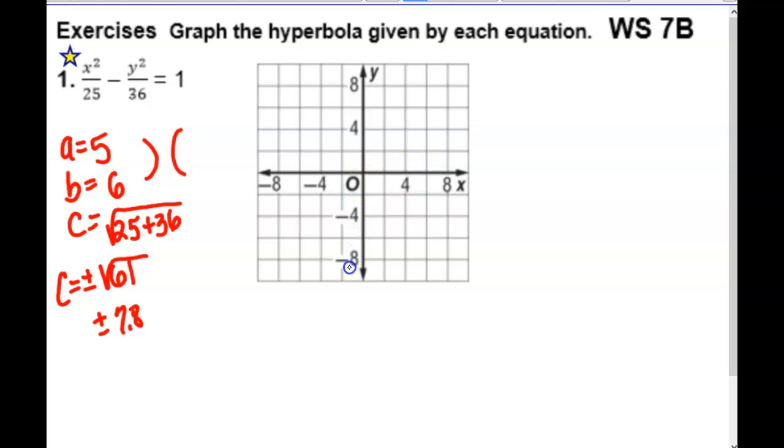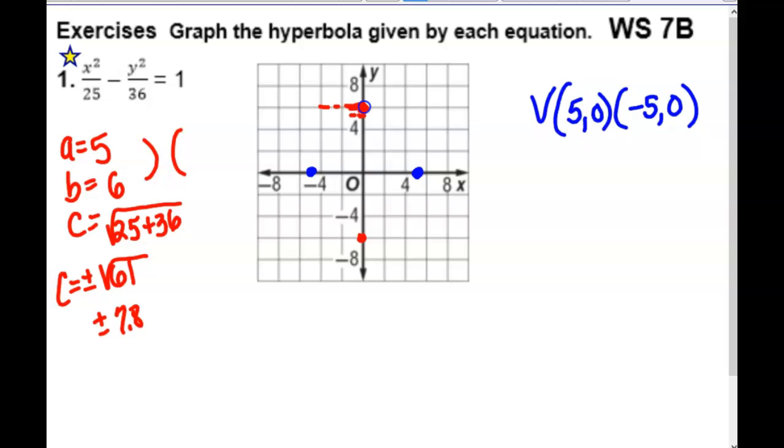All right, so tell me where the vertices are. Be careful. I'm going out 5, but on which axis? Yes, those are the vertices. I went 5 left, 5 right and 5 left. Now, I'm going to go up and down how much? 6, but those don't actually have a name. They're just the edge of the box.